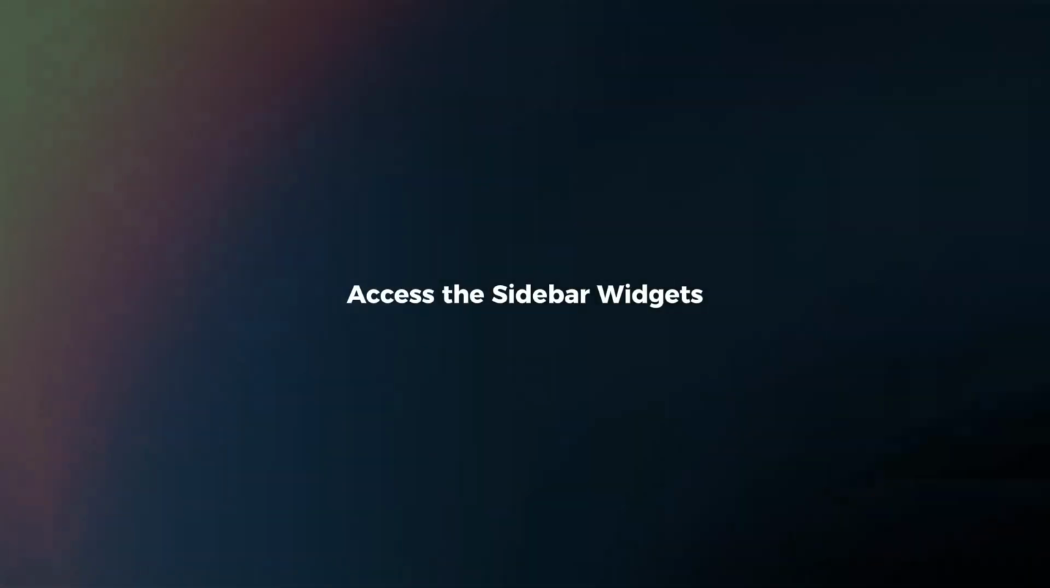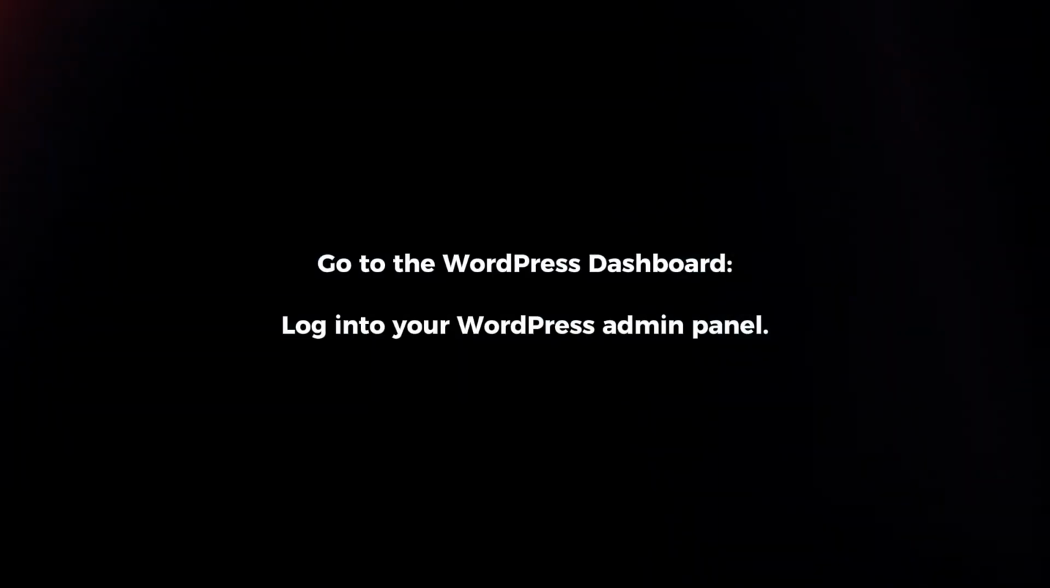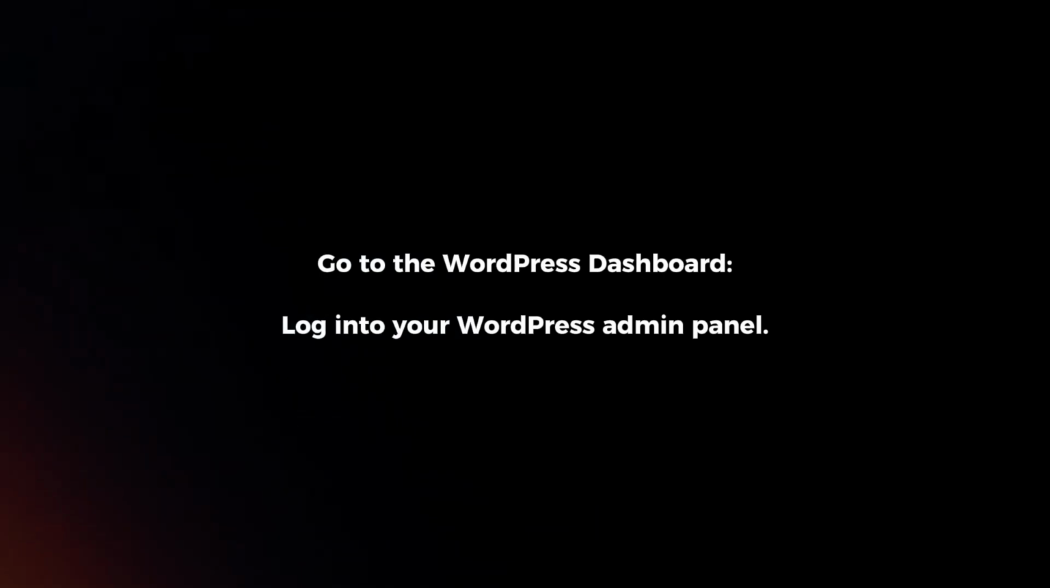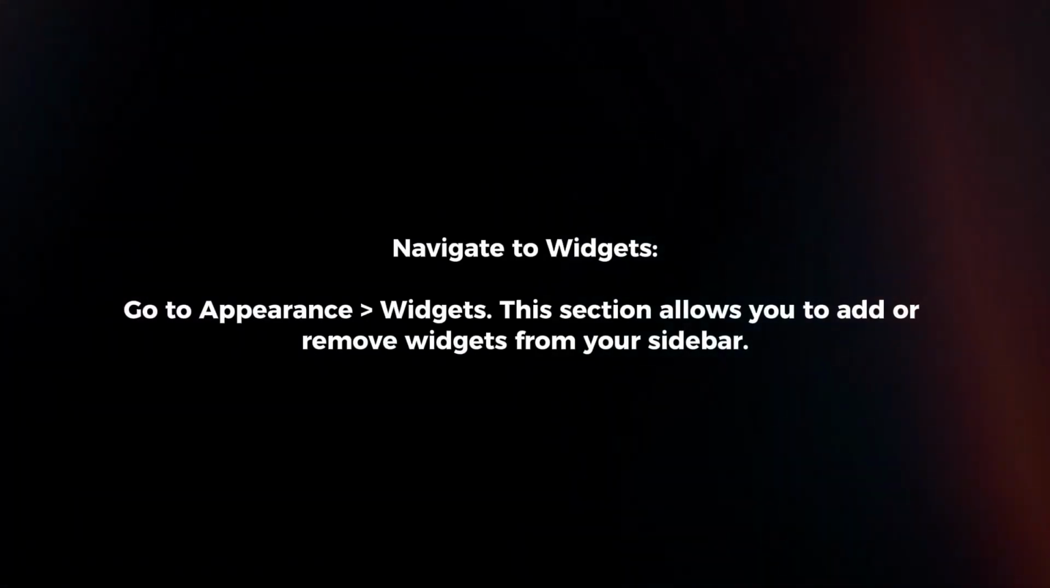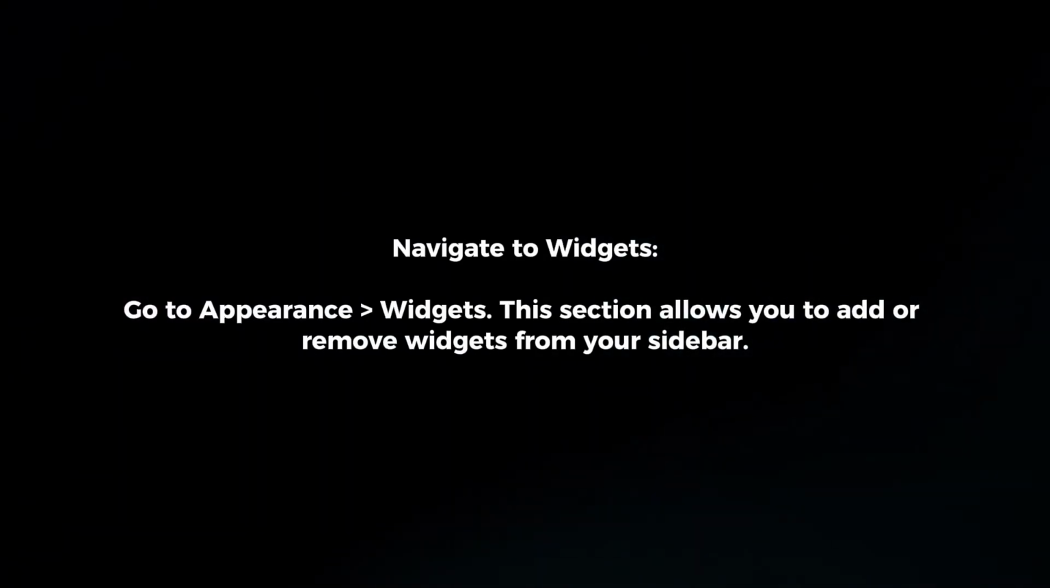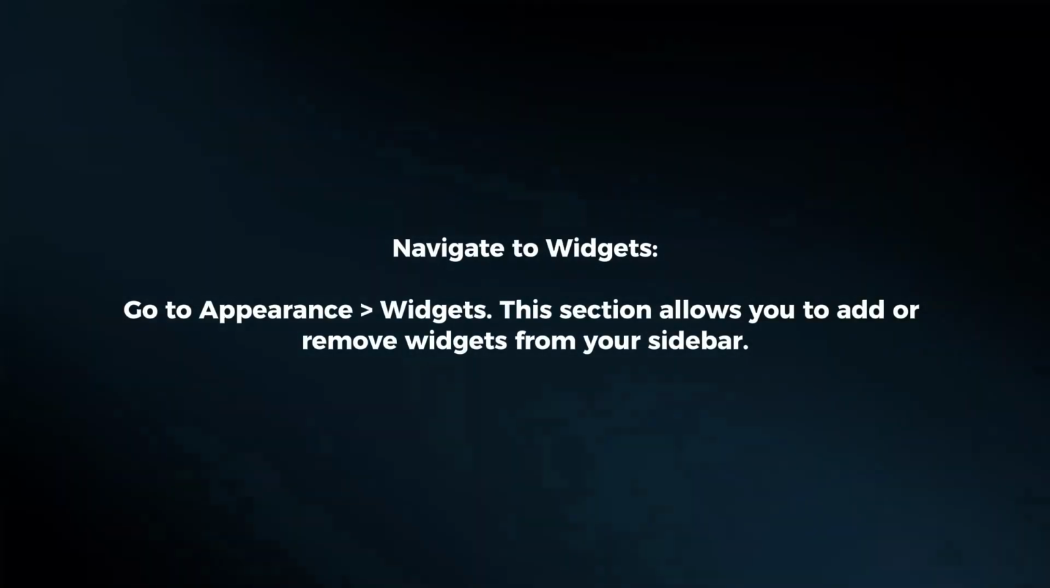Access the sidebar widgets. Go to the WordPress dashboard. Log into your WordPress admin panel. Navigate to Widgets. Go to Appearance, Widgets. This section allows you to add or remove widgets from your sidebar.